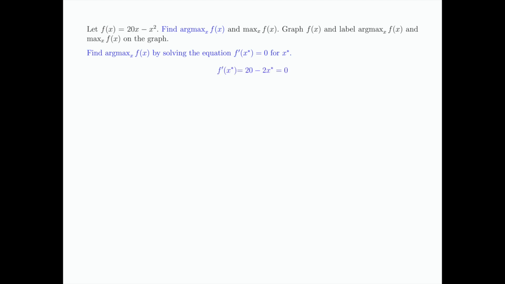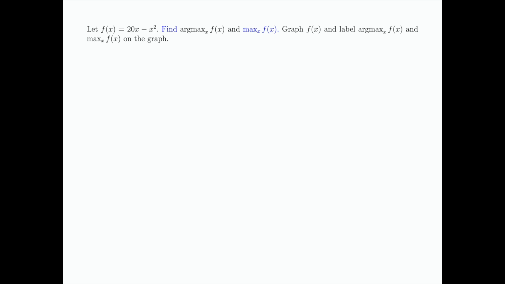Take a moment here to recall your first semester of calculus. I myself am recalling my first semester of calculus. Those fond memories tell us that f prime is 20 minus 2x, so we can find the argmax by writing f prime of x star is equal to 20 minus 2x star is equal to 0, and solving this equation for x star. After a few more algebraic steps, we conclude that x star is equal to 10.